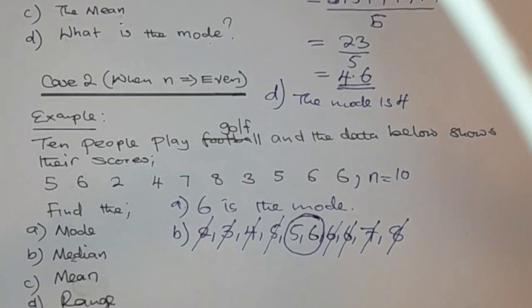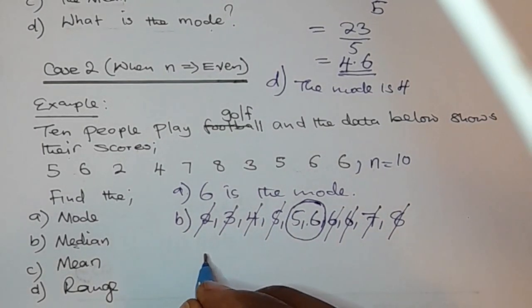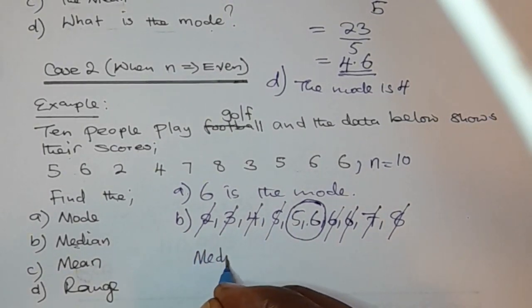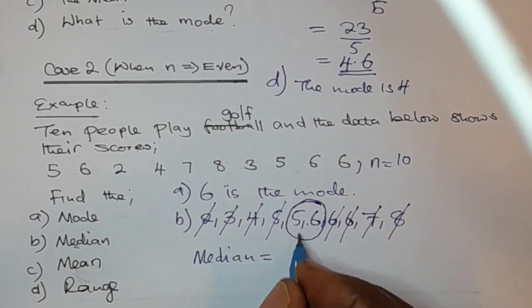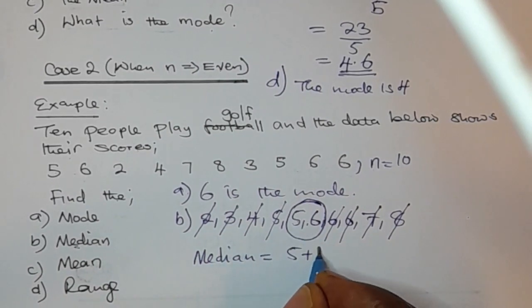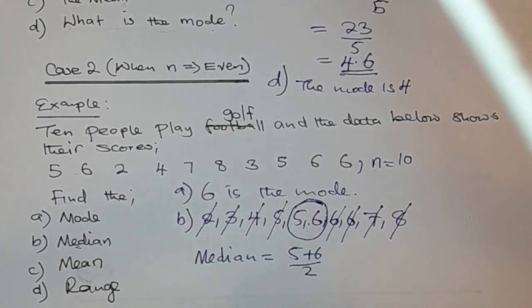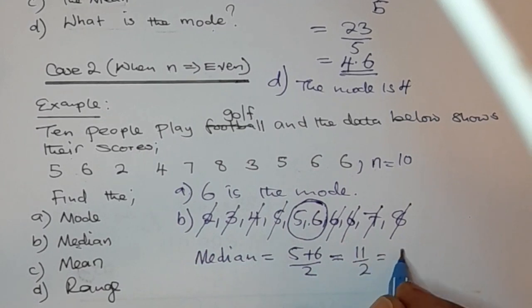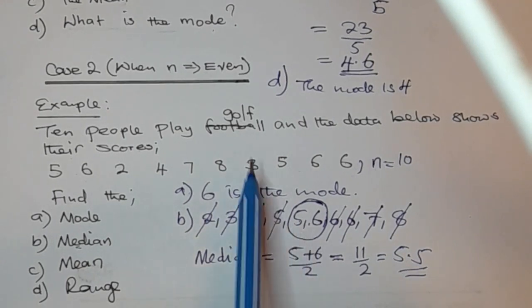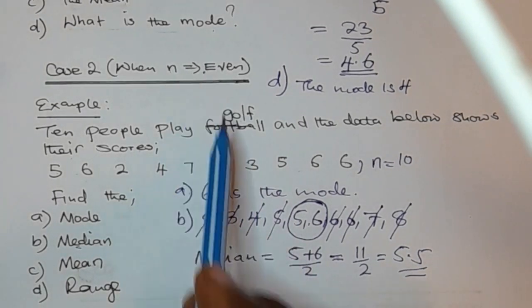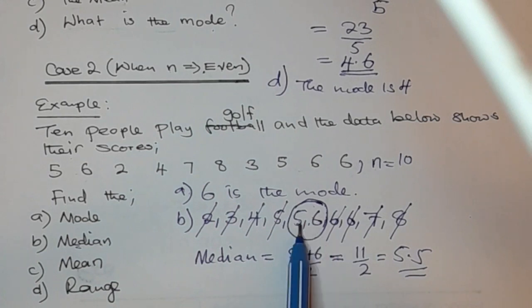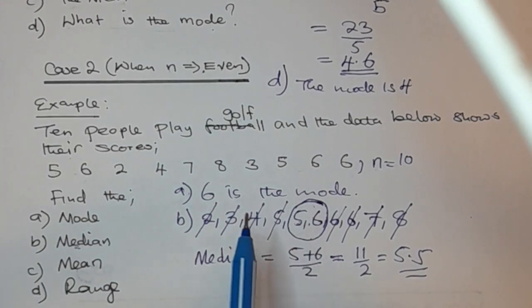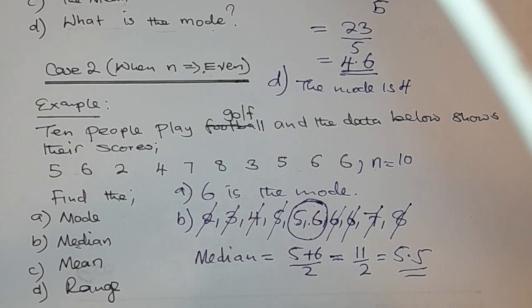Since you are remaining with 2 numbers, the median will be equal to 5 plus 6 over 2. You add the two middle numbers, 5 plus 6, which is 11, then divide by 2, which is 5.5. So this is what you have to know: when n is even, you have 2 middle numbers that you add and then divide by 2. Okay, hope that's clear.